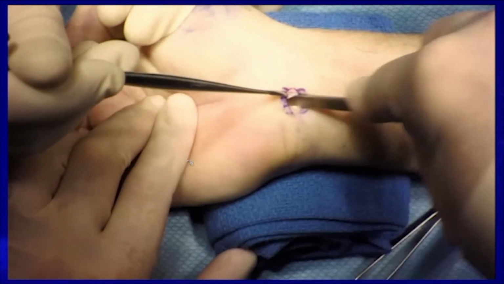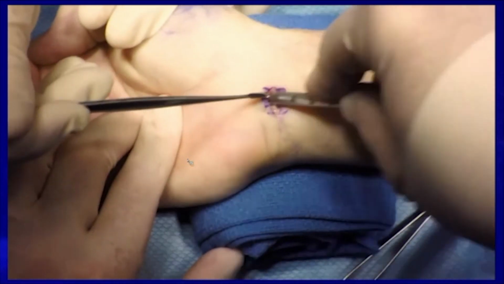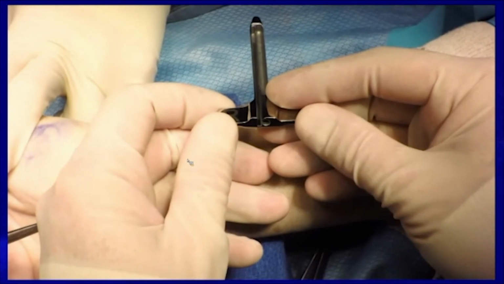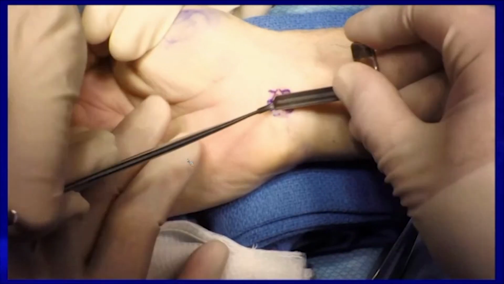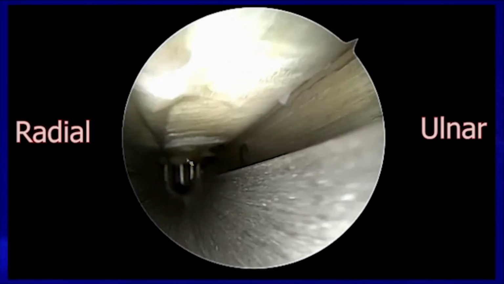Then there's a rasp that cleans up the undersurface, and you want to start basically midline, and then you want to go ulnar. You don't want to go radial. The cannula then goes in, and then the camera goes in, and you can see you really get a great view.